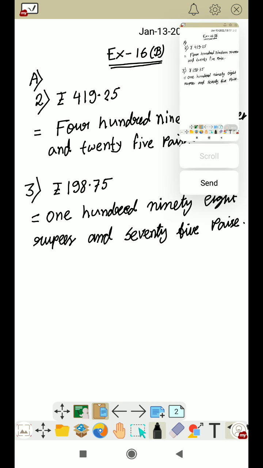Now let's see the problems in question B. The given monies are in words, so you have to convert them into numerical form. The first question is 6 rupees 80 paise. So how to write it in numerical form? At first give the rupee sign, then 6 rupees and 80 paise. Because this is paise, you have to write it after the point. Before this point it is rupees, and after this point it is paise.